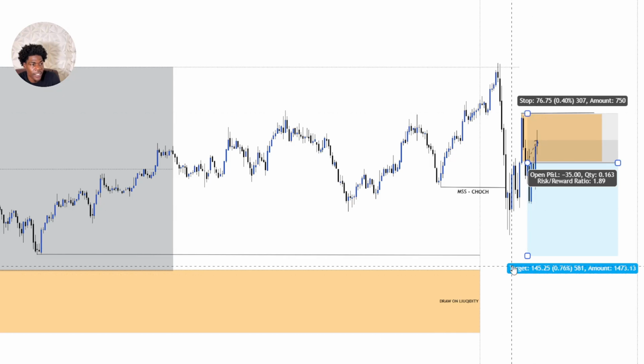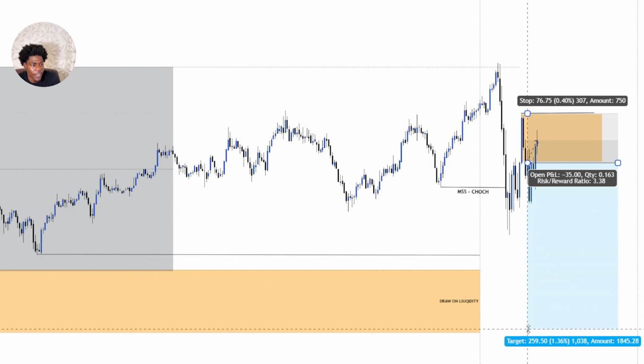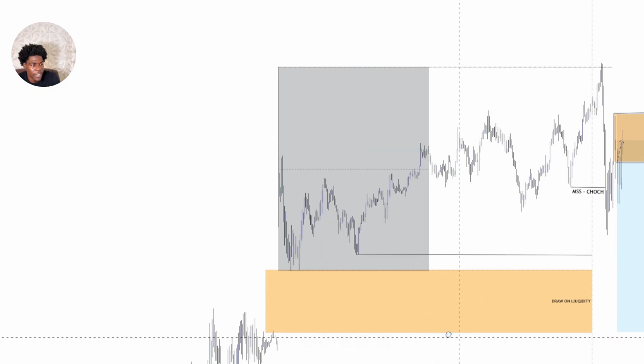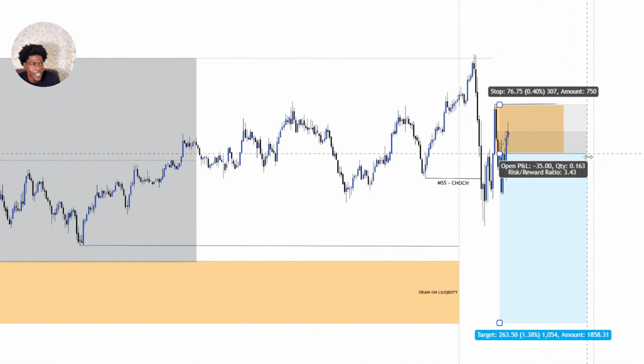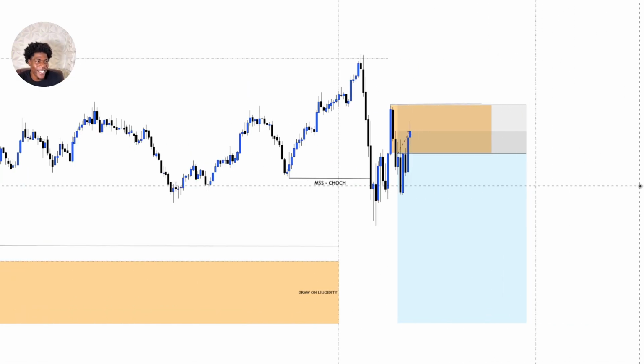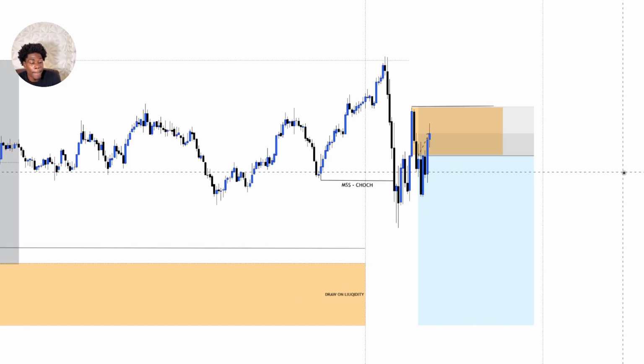Stop loss right here, or this draw on liquidity right here. I'm going to put it all the way down below, to fill in the gap completely. So a lot of people are chilling right now. They're like, okay, cool, I'm in a trade, but not knowing.